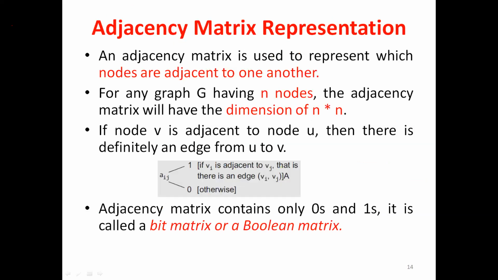First is the adjacency matrix. An adjacency matrix is used to represent which nodes are adjacent to one another. From the name, right? Now we have to model the graph as a matrix. In a matrix, you know there will be a number of columns and a number of rows.